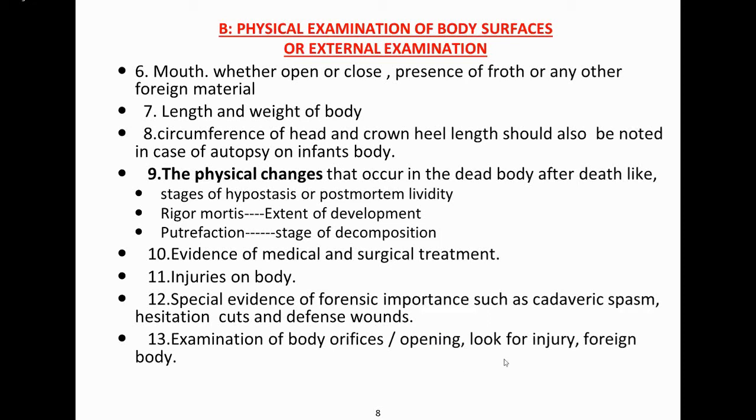Examination of the body orifices, openings, are checked. Look for injury or any kind of foreign material, especially in cases of criminal abortion, okay, where you find a lot of things. In cases of sexual assault, you may have to take a swab from the vagina, which you can also take, seal, and send.